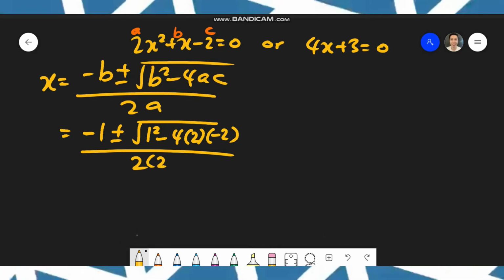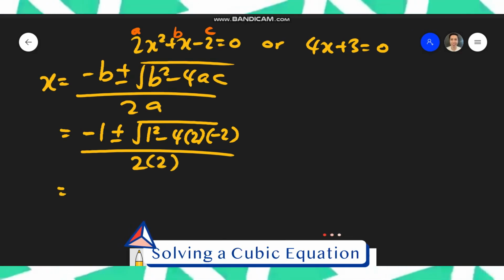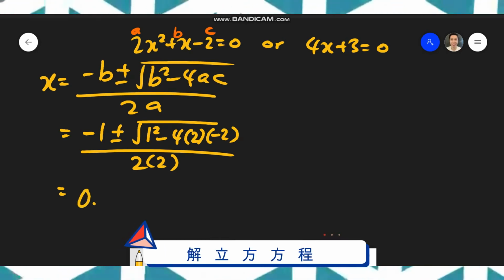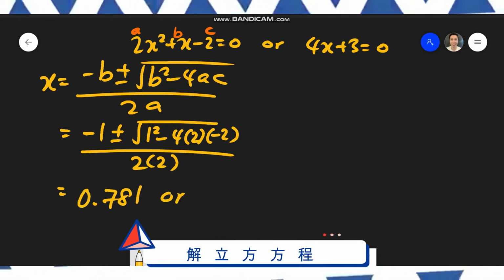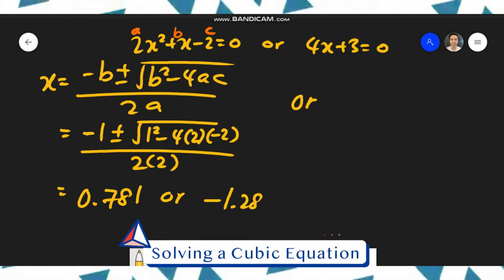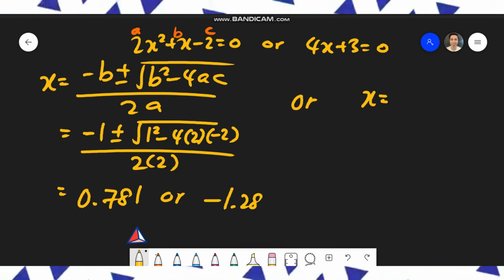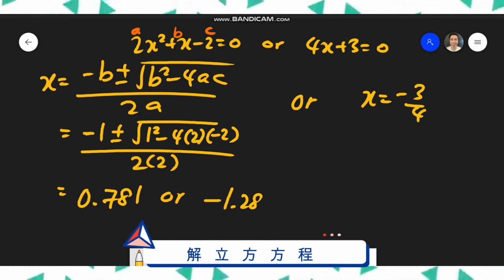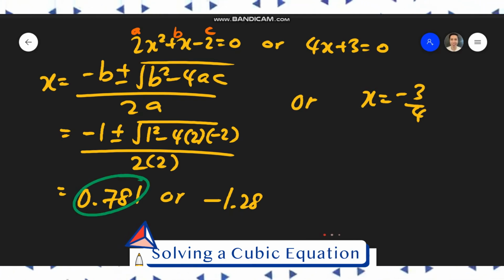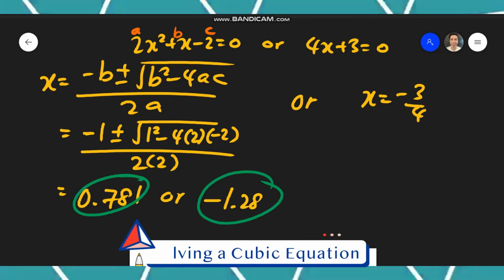You can type this in your calculator, then you will get 0.781 or negative 1.28 as your answer. Meanwhile, for this part, 4x plus 3 equals 0, so x is negative 3 over 4. So our final answer is these three answers: 0.781, negative 1.28, and negative 3 over 4.